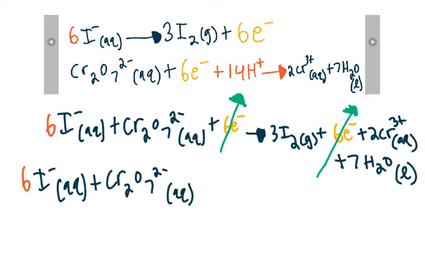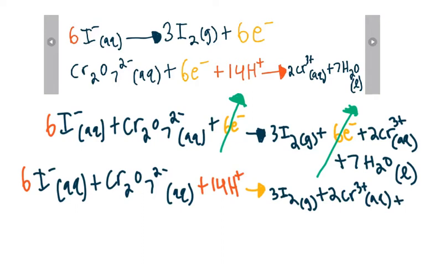And we can't forget about the 14 protons, or 14 hydrogen cations. So we have our 14 hydrogen cations here. And then we go ahead and add our product side of both half reactions, right? And that's going to yield 3 iodine gas molecules. The electrons are gone because we canceled them out since we had 6 electrons on both sides. Then 2 Cr3+ ions. And last but not least, 7 water molecules in the liquid phase, all right?